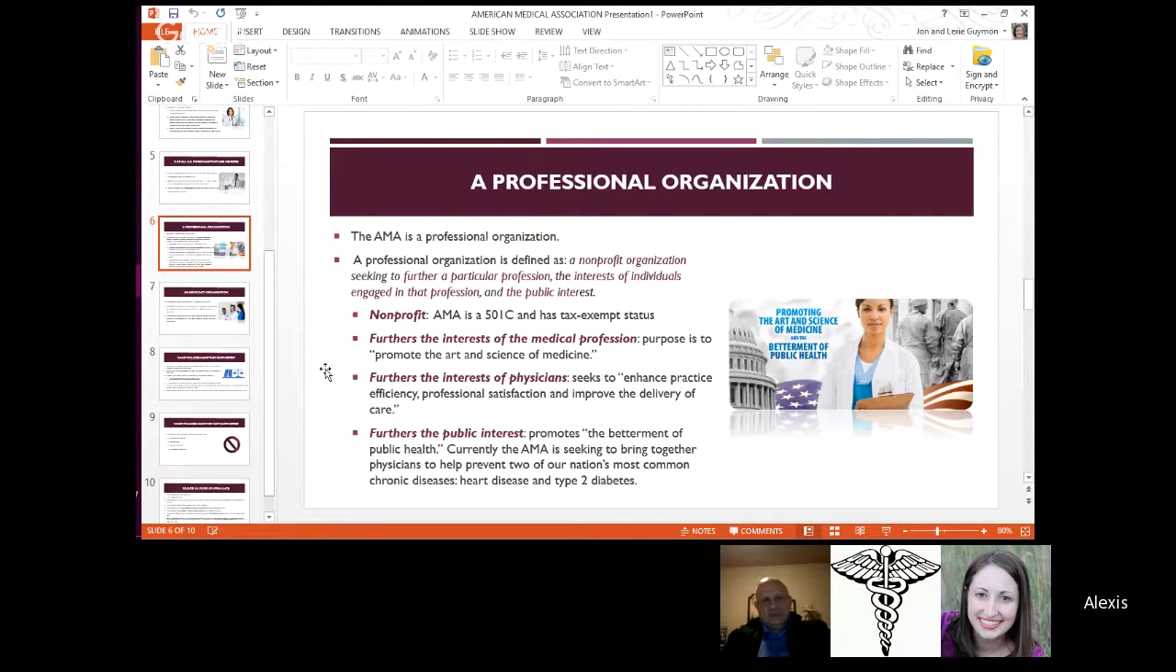I've read that on their website. And then they further the public interest. They promote the betterment of public health. The AMA is actually seeking to bring together physicians to help prevent heart disease and type 2 diabetes.